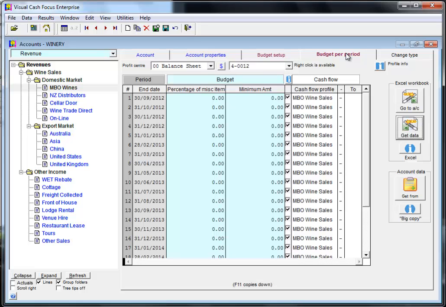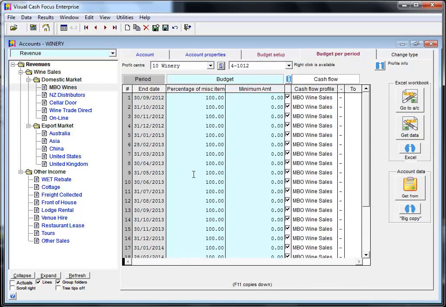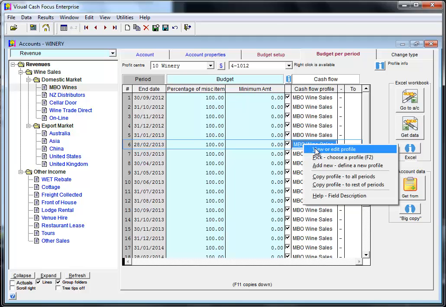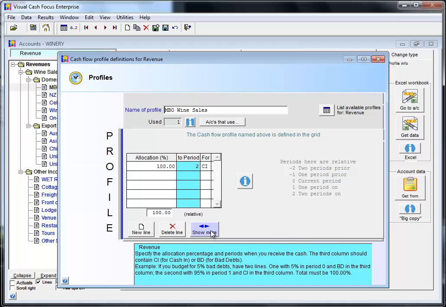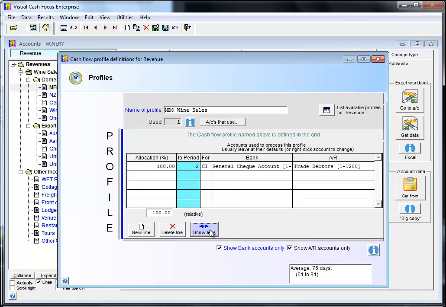On the Budget per Period window, the results are multiplied by 100%, enabling high-level what-ifs without the need to change the underlying drivers. On the right, the MBO sales profile contains the balance sheet accrual and cash flow calculation assumptions. In this case, cash is collected from MBO distributors on average 2 periods following the sale. Cash Focus uses these rules to build the profit and loss, the balance sheet and cash flows simultaneously.